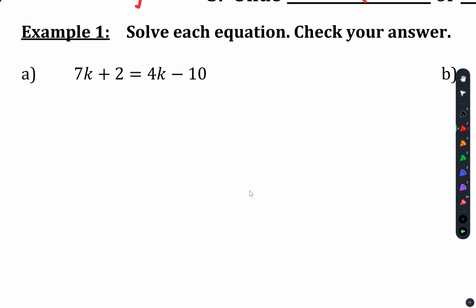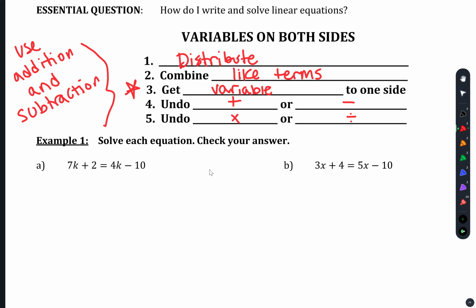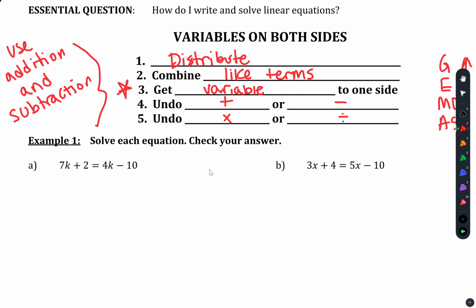So in letter A, I see I have a K on the left side, a K on the right side. I go through my steps. Number 1, is there anything to distribute? No. Number 2, is there any like terms? Well, when I say like terms, I'm referring to like terms that are on the same side of the equal sign.